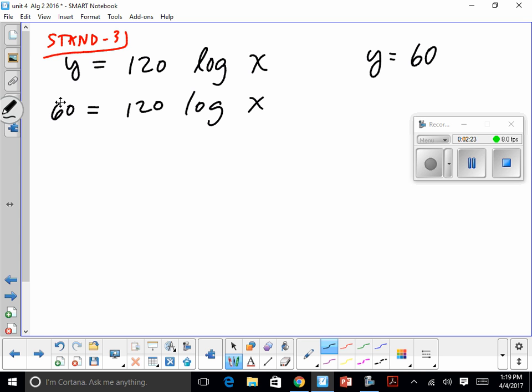What is the second step that we're going to do there? I heard 2 people sort of saying it, but we need to get this log x alone, so we divide there. Somebody help me on the calculator. 60 divided by 120. All right, 0.5. I'll take that. Thank you.